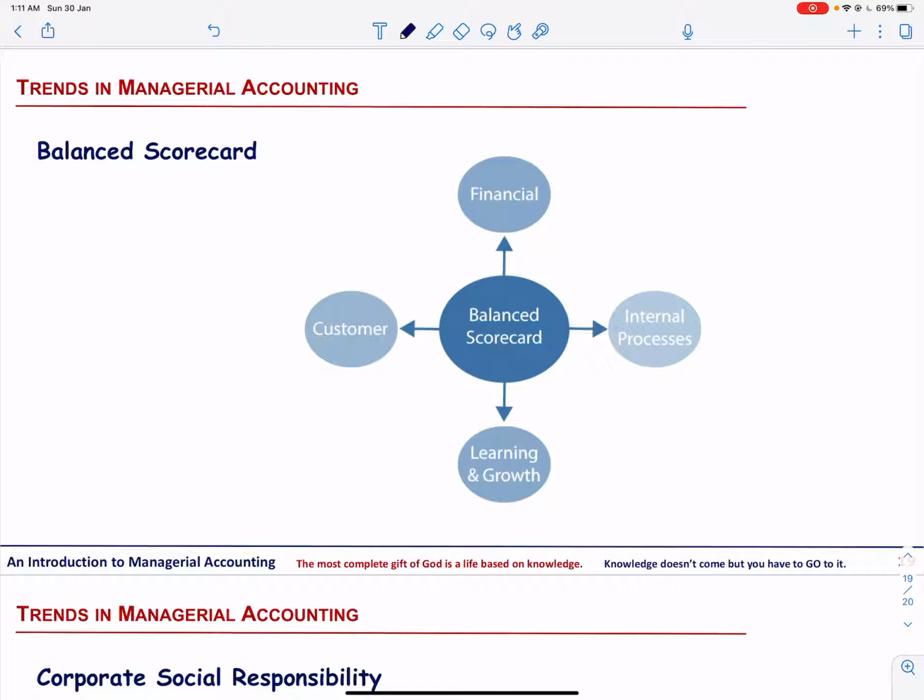For example, to increase return on assets, the company could increase sales. To increase sales, the company could try to increase customer satisfaction. To increase customer satisfaction, the company could try to reduce product defects. And finally, to reduce product defects, the company could increase employee training.